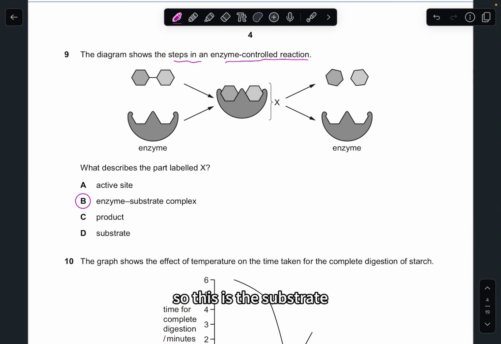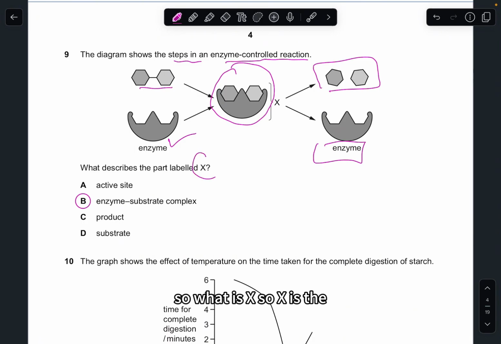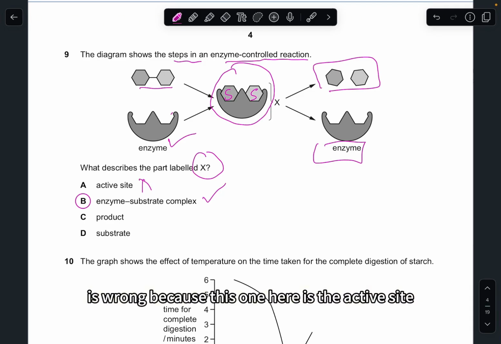They show us a diagram of the steps in an enzyme-controlled reaction. This is the substrate and the enzyme, and this one is the complex, and we have the product and then again the enzyme. So what is X? X is this one, the substrate and enzyme complex. So the answer is B. A is wrong because this one here is the active site.